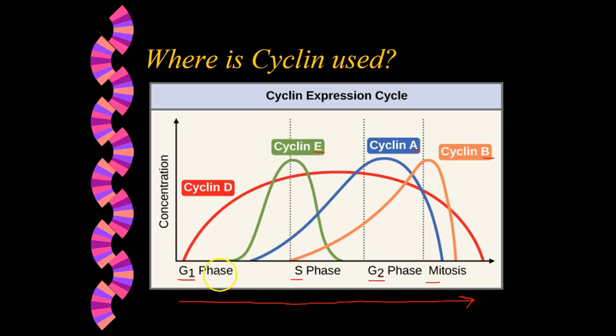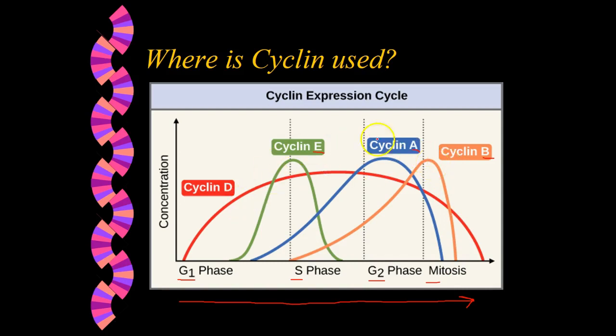In G1, when the cell is growing and the organelles are replicating, there is a fairly high amount of cyclin D. As the cell cycle progresses to S phase, when it needs to replicate the DNA, there is a huge increase in the concentration of cyclin E. As you go towards G2, the last phase of interphase, there's a big peak in cyclin A. And as you go to M phase, which is the actual cell division, where mitosis is the division of the nucleus, there's a huge peak of cyclin B.